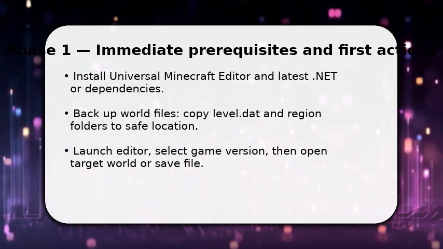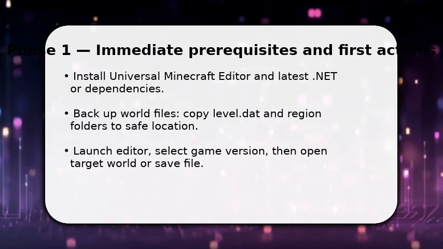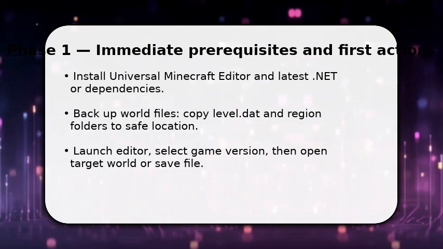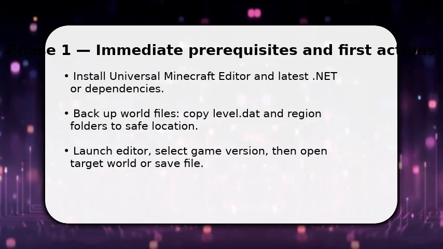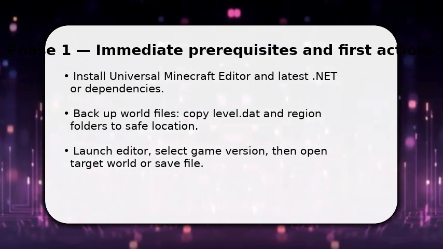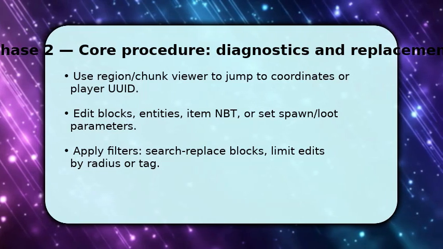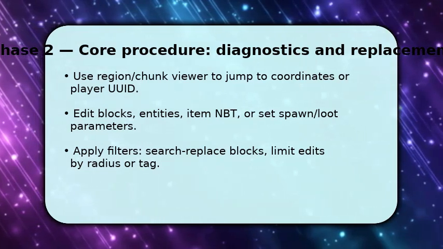Then open the editor, choose the correct game version, and point the tool at your save. This first step puts you into the editor workspace quickly, so you can inspect chunks and player data without risking the original world. Next, navigate to the exact area or player data you want to change.